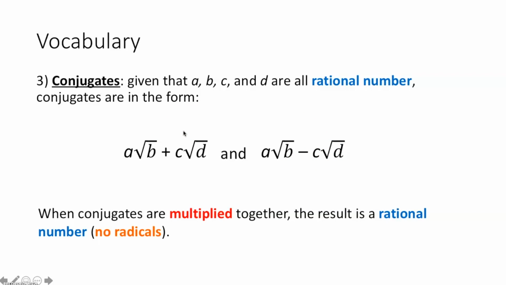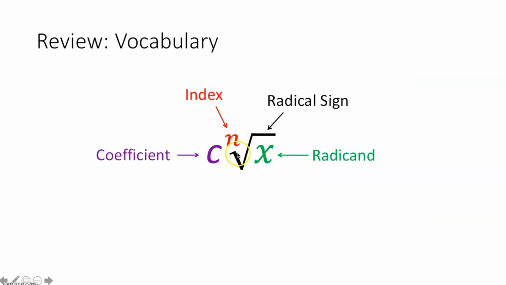The reason we're going to use conjugates is to get rid of radicals. So sometimes you have a radical in the denominator and you need to get rid of it. If your radical is in a binomial, you'll have to multiply by its conjugate to get rid of it, and we'll do that later. We're also going to review the vocabulary that goes with radicals.